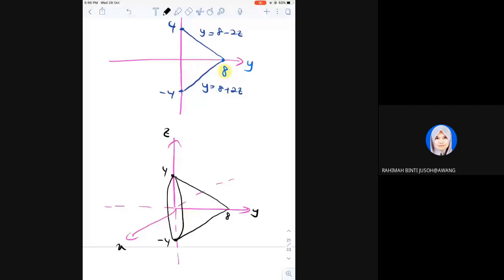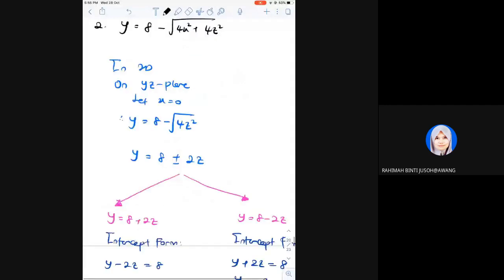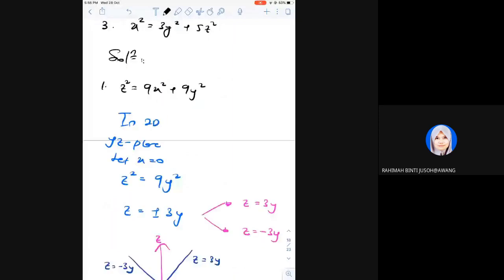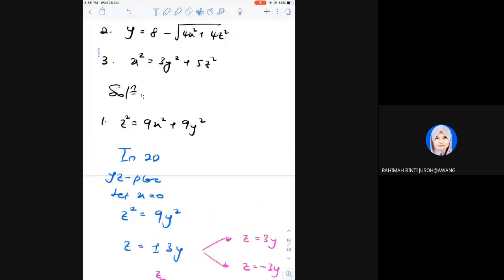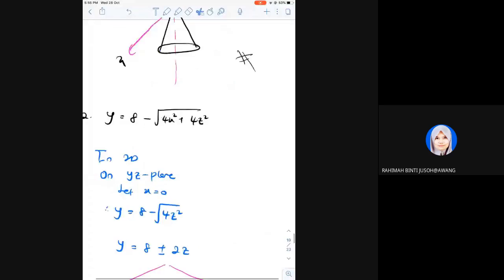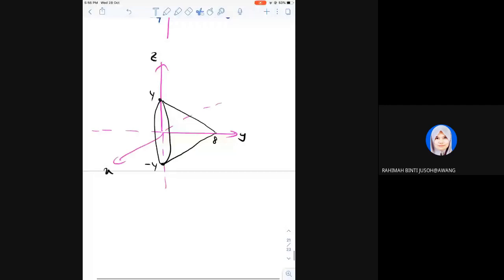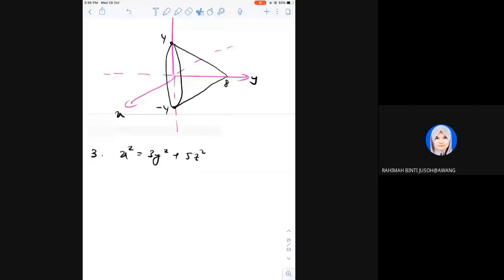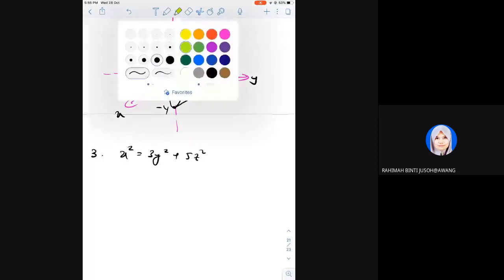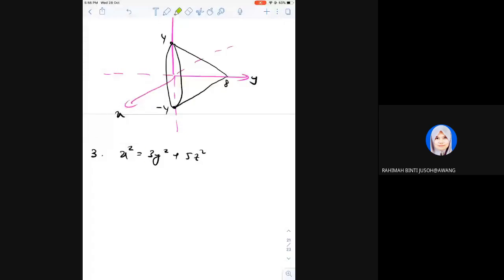Okay. So, next. Third question. Okay, x squared equals 3y squared plus 5z squared. Okay guys, as I mentioned earlier, saya dah banyak kali cakap dah ni. Perkali ni dia hanya merujuk kepada you punya kecondongan sahajalah. Dia tak merujuk kepada koordinat. Okay, so you don't have to worry about these values.